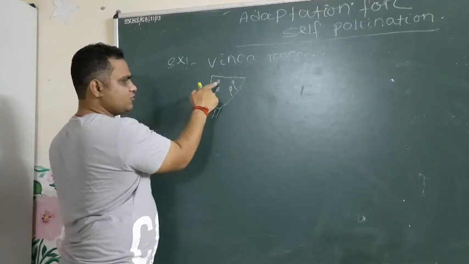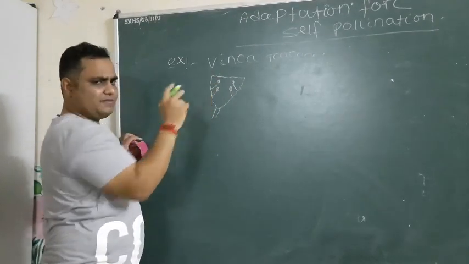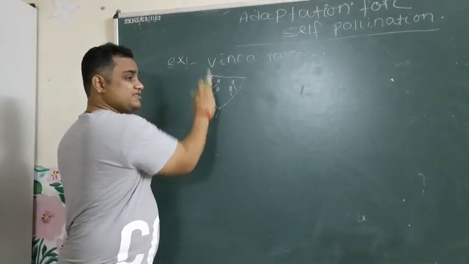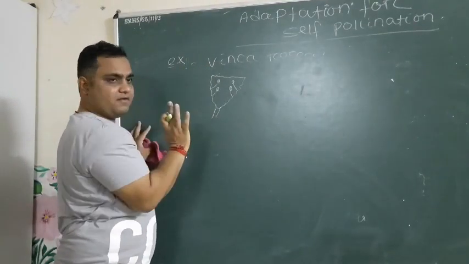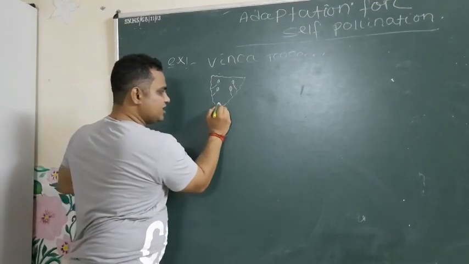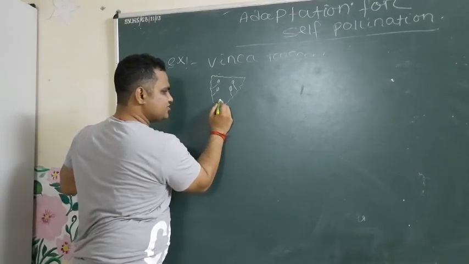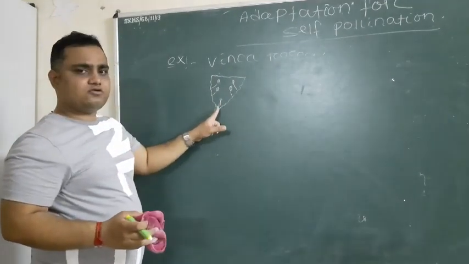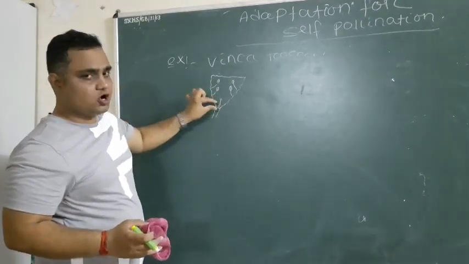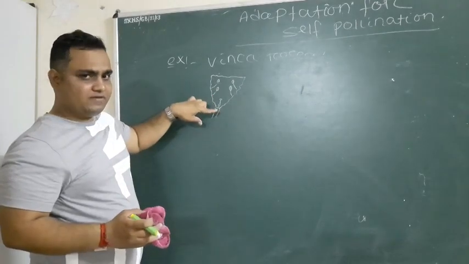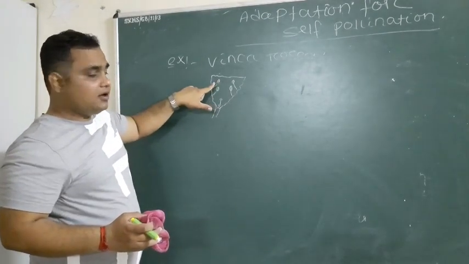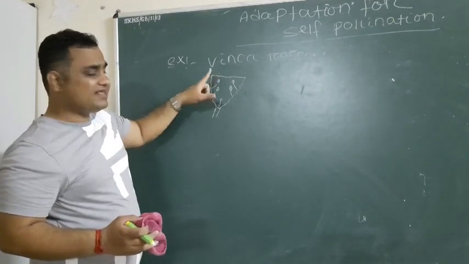The stamen consists of anther and filament. Anther and filament combined are known as the stamen. So these anthers are present in the topmost region of this flower. Below that the ovary, style and stigma are present. Stigma, style and ovary, which is called pistil, are very short and present in the basal part of the flower. However, the male sex organ called stamen, which consists of filament and anther, is present in the topmost region.